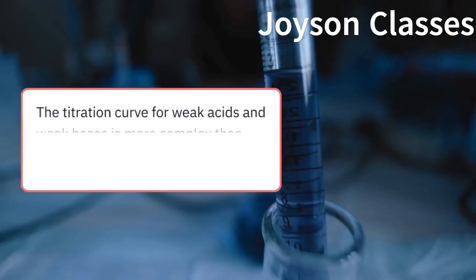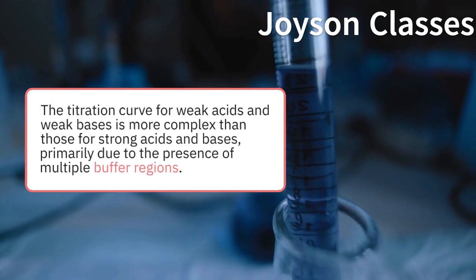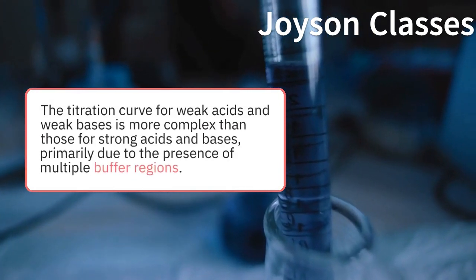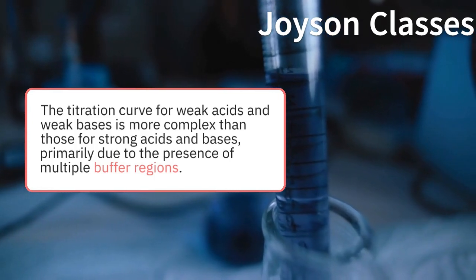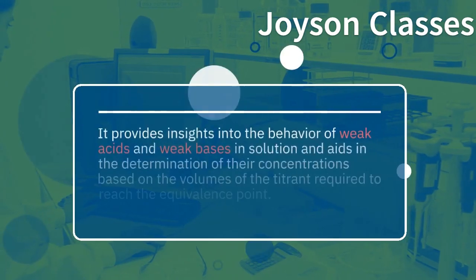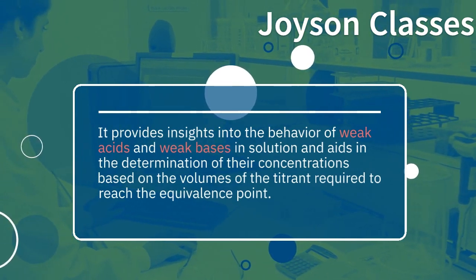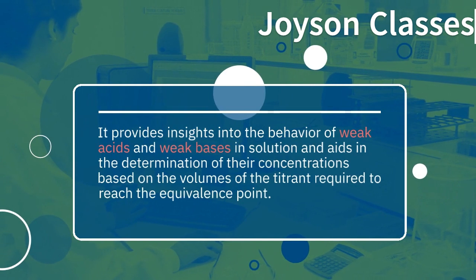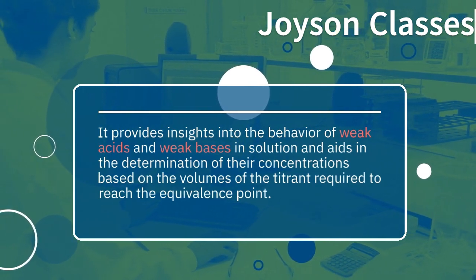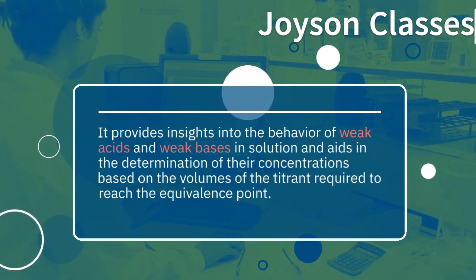The titration curve for weak acids and weak bases is more complex than those for strong acids and bases, primarily due to the presence of multiple buffer regions. It provides insights into the behavior of weak acids and weak bases in solution and aids in the determination of their concentrations based on the volumes of the titrant required to reach the equivalence point.